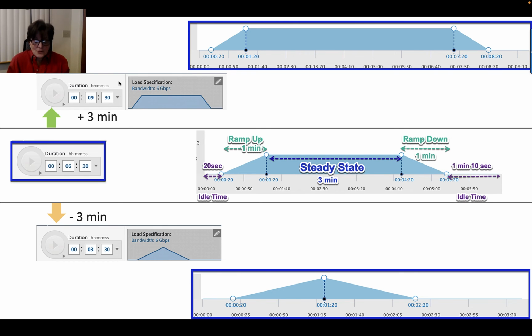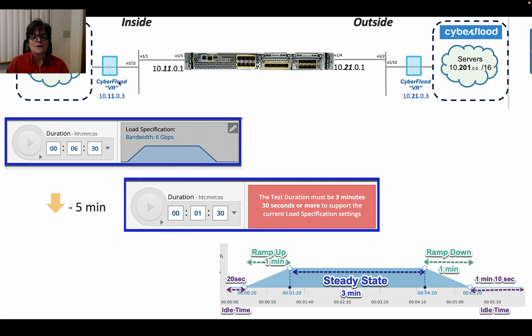But that's what you configured. So the thing is, before, you tried to go down by 5 minutes. So from going from 6 minutes and 30 seconds, trying to go down to 1 minute and 30 seconds, you can't do that because the steady state is only 3 minutes. And when you change the duration, we only add or subtract that time having to do with steady state. So we only change the time of steady state, nothing else.